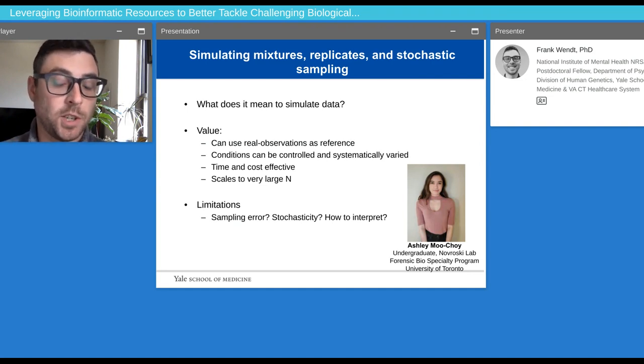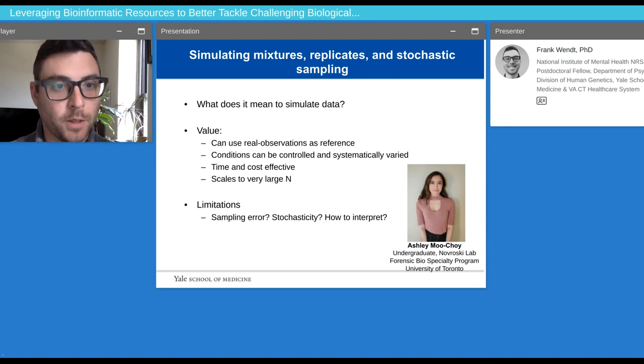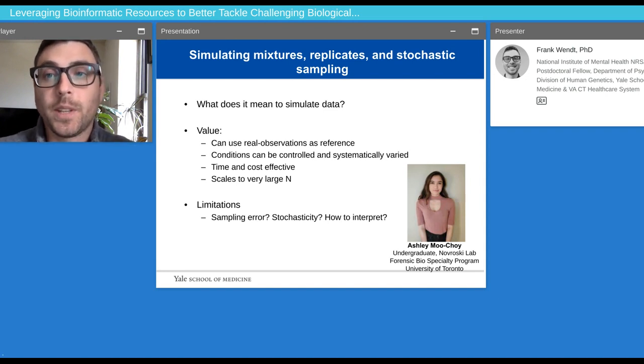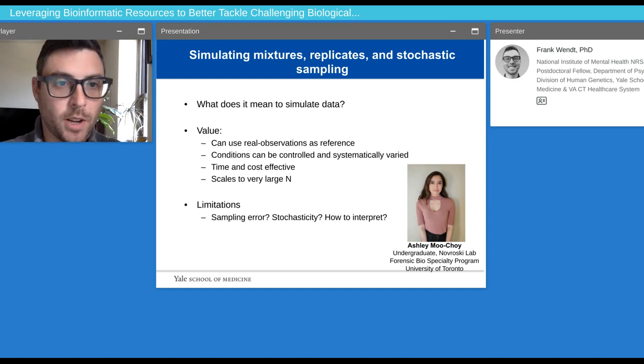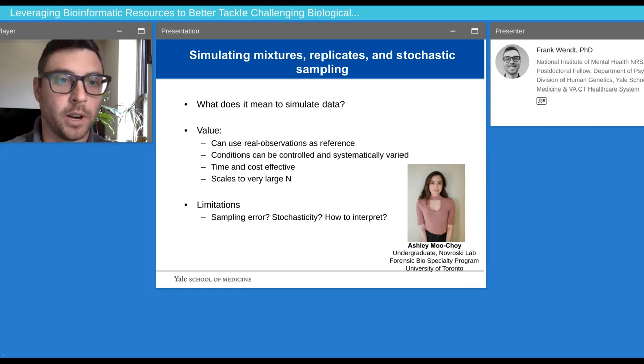One of the major limitations to this that I will be super transparent about throughout the presentation is whether or not there is some sampling error or stochasticity in how these data are simulated. So I'm showing here also a picture of an undergraduate student, Ashley, in Nicole Novroski's lab. She has been instrumental in putting all of this work together, so I do also want to make sure that she gets the shout out that she deserves.